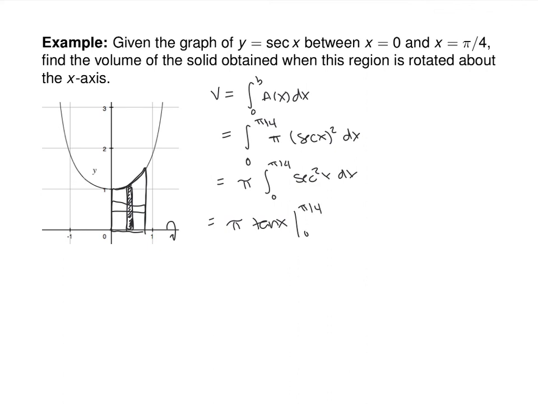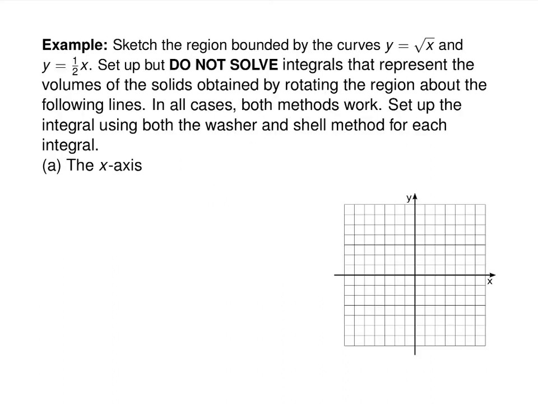And what is tangent of pi quarters? Well, it's 1, and tangent of 0 is 0, so this volume is pi. Now, this question is one that I gave on an exam to my students last year. So I had them set up, but not solve, an integral for the volume of the region between these two curves rotated around various axes.